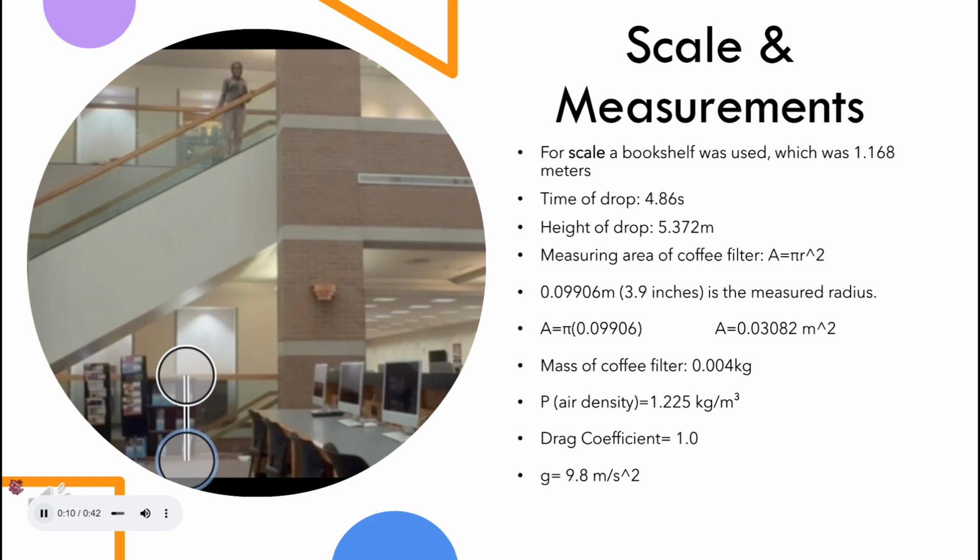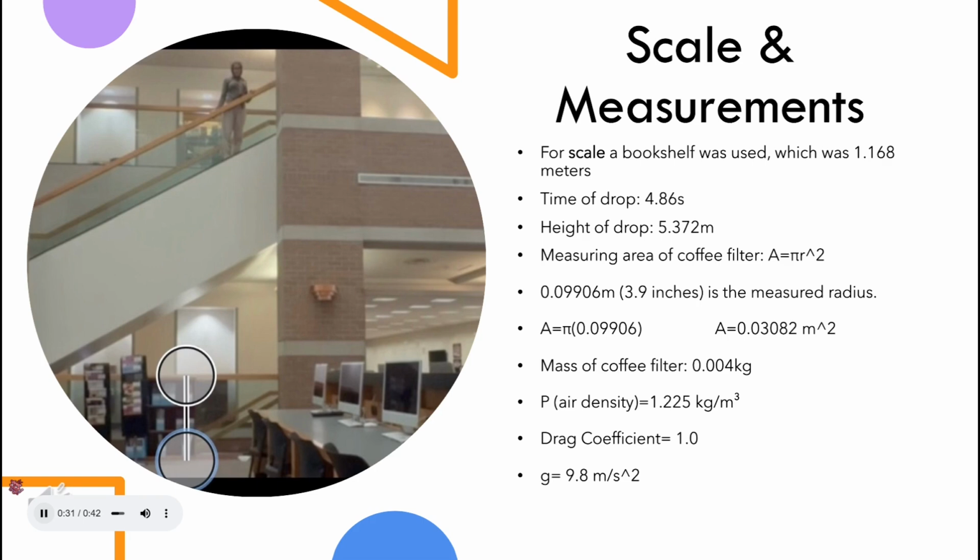Time of drop, 4.86 seconds. Height of drop, 5.372 meters. The area of coffee filter, A equals pi r squared, where 0.09906 meters or 3.9 inches is the measured radius. A equals pi times 0.09906 squared. A equals 0.03082 meters squared.